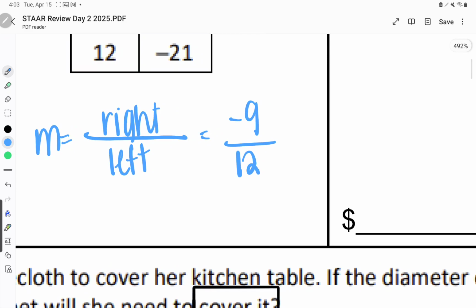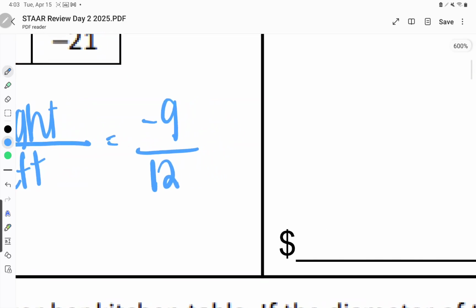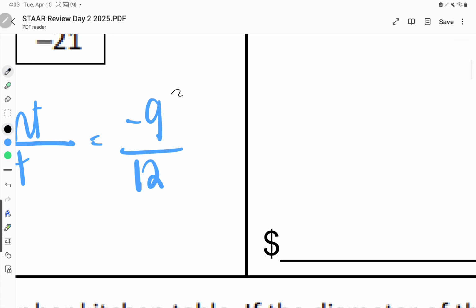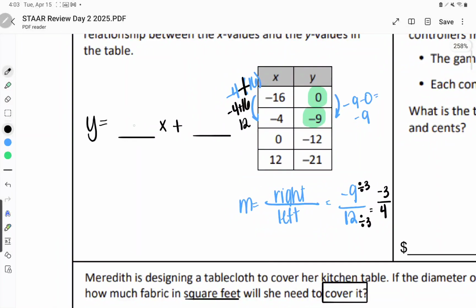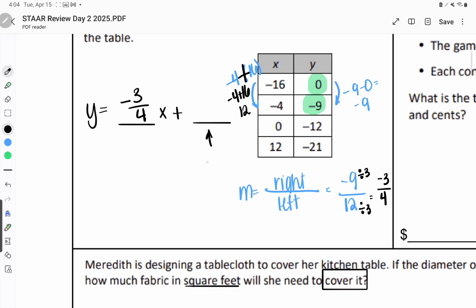Now, usually this would be enough, but in this case we do have to simplify it because both 9 and 12 are divisible by 3. -9 divided by 3 gives me -3, and then 12 divided by 3 gives me 4. So this will be -3 over 4. Then b is right here, and how do we find b? b is across from x equals 0, so I go down and I find, oh, there's 0, so now I come over here and my b is the -12. That's right there.